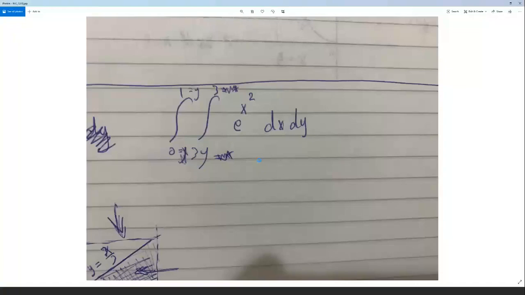Okay, I will try to solve a question for Abdullah. I'm just going to write it down: the integral from 0 to 1, the integral from 3y to 3, of e to the x squared dx dy. Thank you very much, Abdullah. I'll start to solve it.